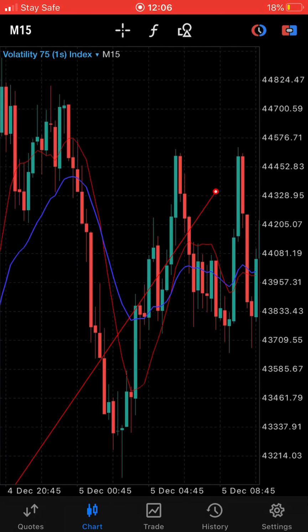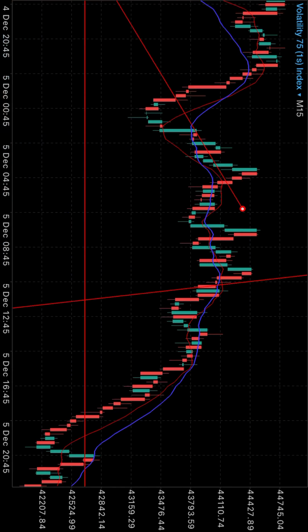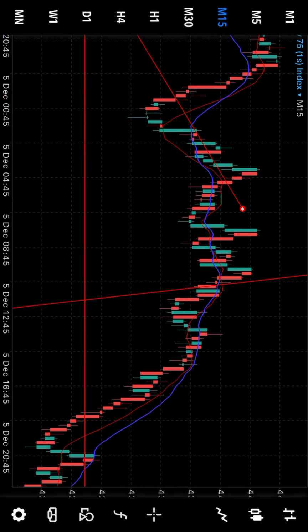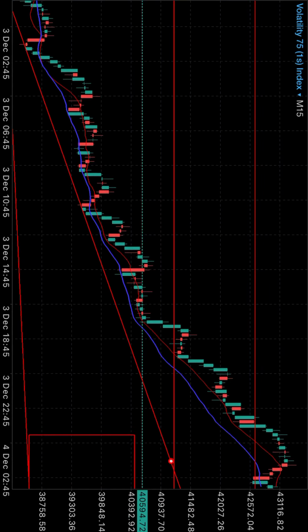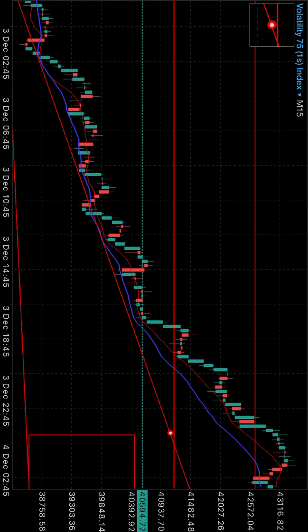But do know that most indicators are lagging indicators, so I don't use indicators. But you can put your moving averages just to confirm the trend of the market, or you use what is called a trend line. This stuff that is moving now is what is called a trend line.